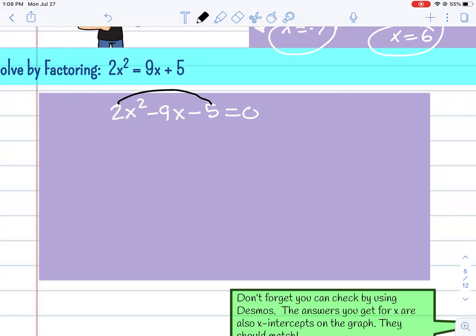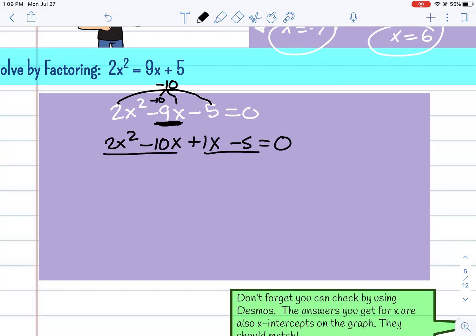If I multiply 2 times negative 5, I'm going to get negative 10, and I need to think of two numbers that multiply to be negative 10 but add to be negative 9. So in this case, I would do negative 10 and positive 1. So I'm going to write 2x squared, and instead of 9x, I'm going to break that up into negative 10x and positive 1x, see how that would make negative 9, and then minus 5. So I'm just rewriting it a different way. I haven't really changed the value.